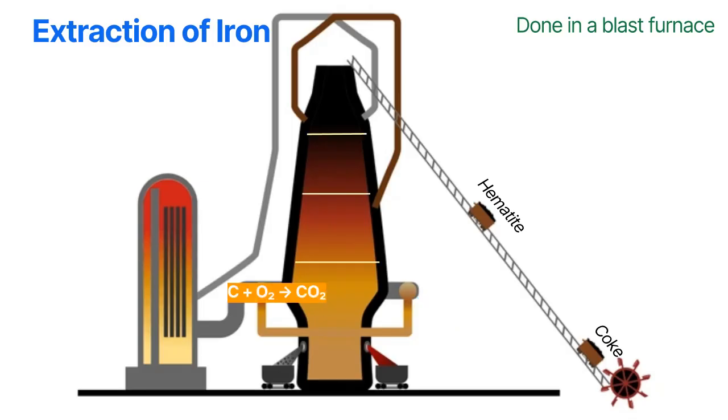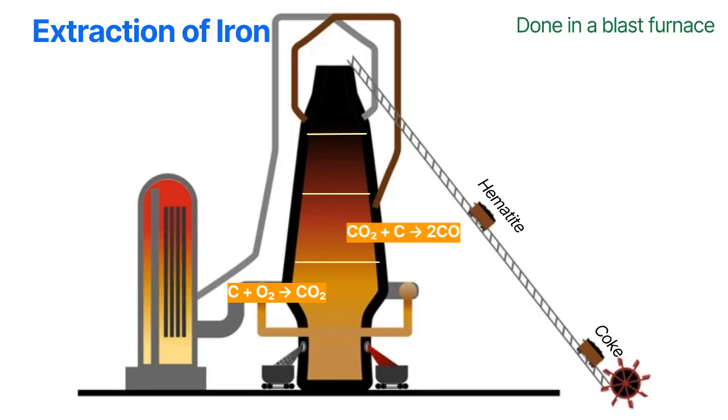The process begins near the bottom of the furnace, where coke reacts with oxygen from the hot air. This produces carbon dioxide and releases heat, keeping the furnace at around 1500 degrees Celsius. The high temperature is essential for the reactions that follow.